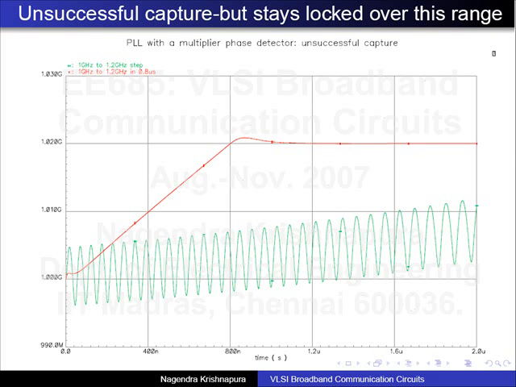I think locking range you do know anyway, right? If the VCO oscillates and the loop filter works over that range, it will lock. Yeah. So the question is whether it will capture or not. Yeah, that's what you should simulate and see.